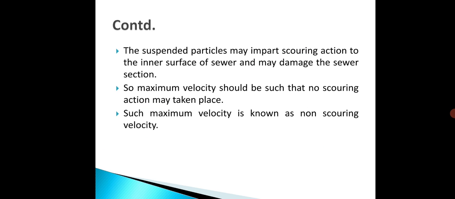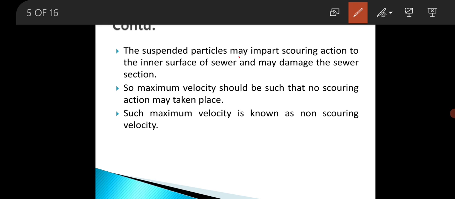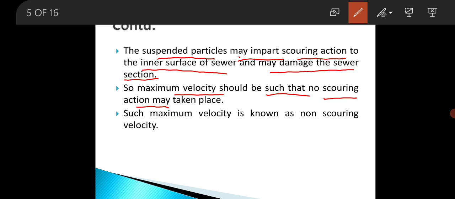Then, the maximum velocity. The suspended particles which are present in the sewage may impart scouring action to the inner surface of the sewer, or they may damage the sewer section. So the maximum velocity should be such that no scouring action may take place. Therefore, this maximum velocity is also known as non-scouring velocity. So this is the minimum and maximum velocity of sewage.